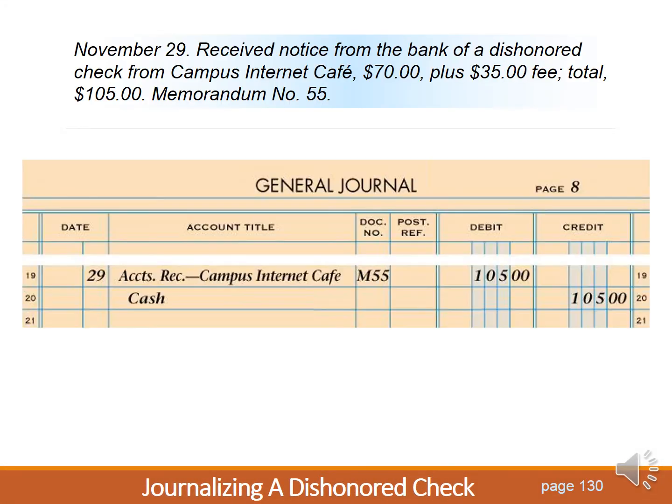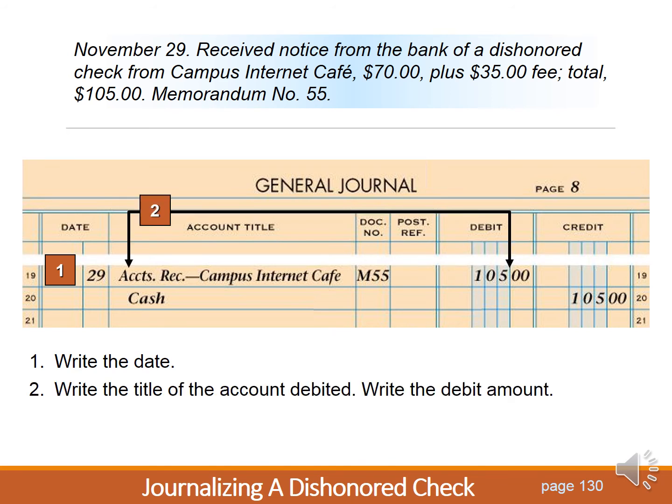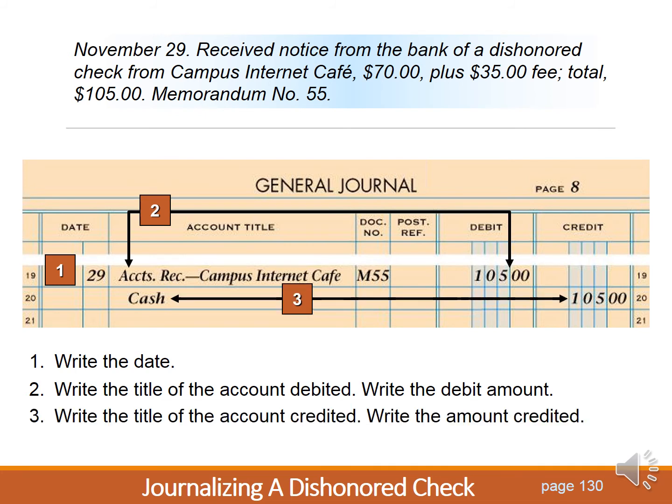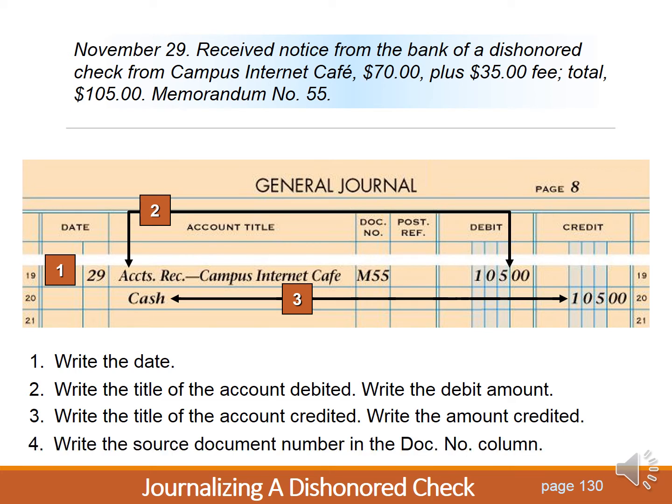The next step is to journalize this dishonored check. So we are going to go to our general journal and write the date, write the title of the account debited and the debit amount. Then we're going to write the title of the account credited and the credit amount. And then we will write the source document, which is a memo, in the document number column.